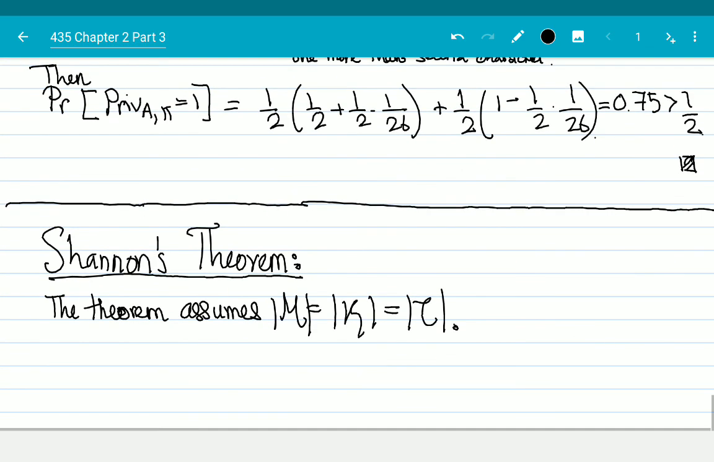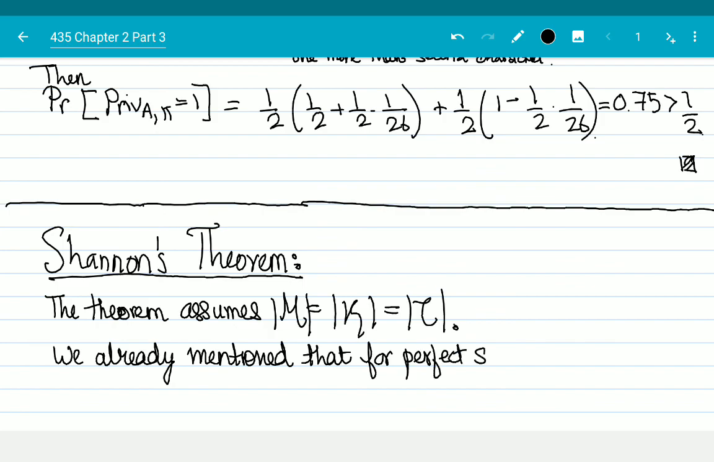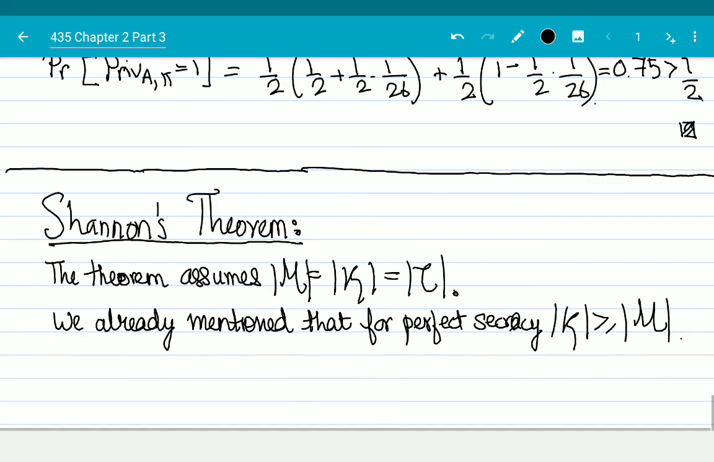now we have already mentioned that for perfect secrecy, we should have that the size of K should be greater than or equal to the size of M, right? If the key space is smaller than M, we have shown that there have to be two different messages that cannot be encrypted to the same ciphertext, right?